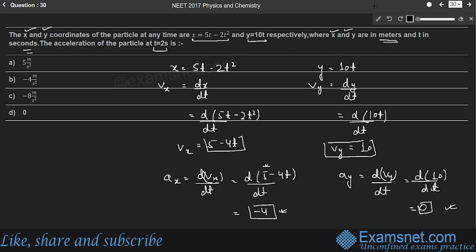So the required acceleration is minus 4 i cap only. Okay. And the unit is meter per second square. So the correct answer will be minus 4 meter per second square. So option B will be the correct answer. t equals to 2 seconds is of no use here because we don't have any t left after differentiating this. Okay. So option B will be the correct answer.